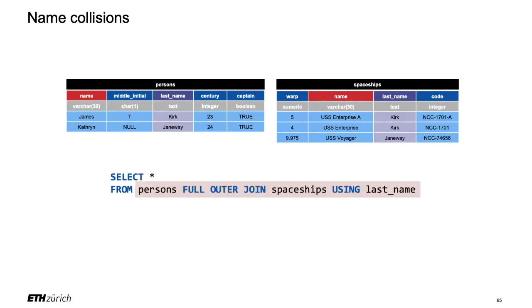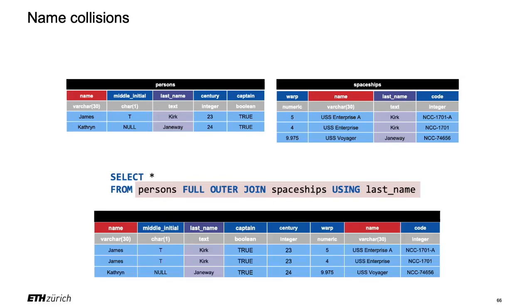All right, and if you have a collision in that case, you don't want it to be a natural join, that would be name and name, but you have the name of a person and the name of a spaceship. You don't want to join on that. Just use using, and then you say, okay, it's the last name with the last name.